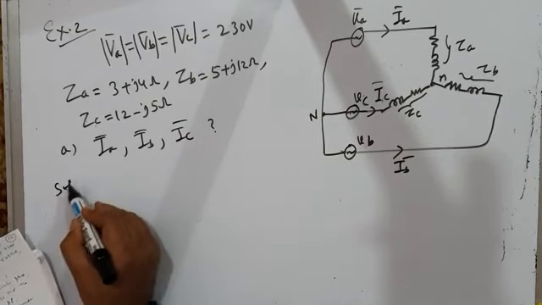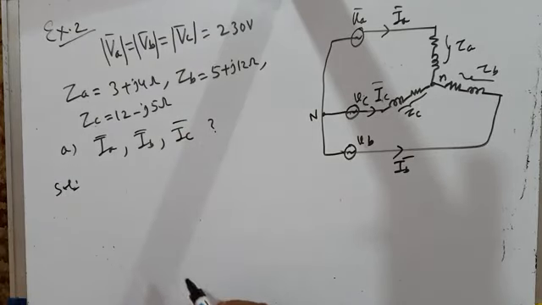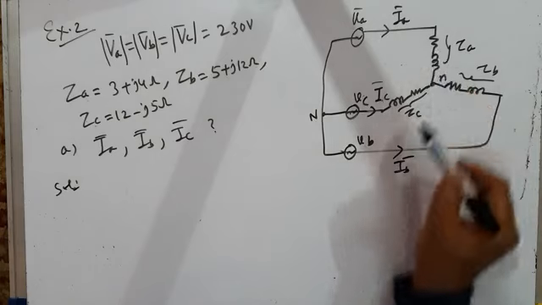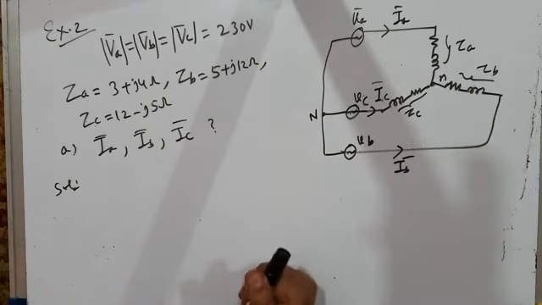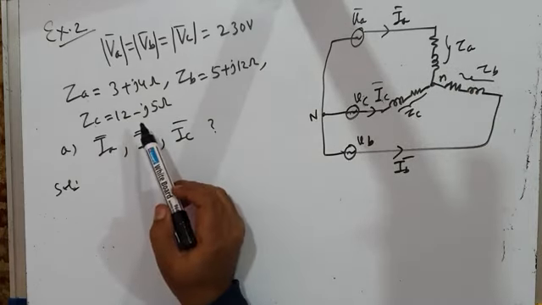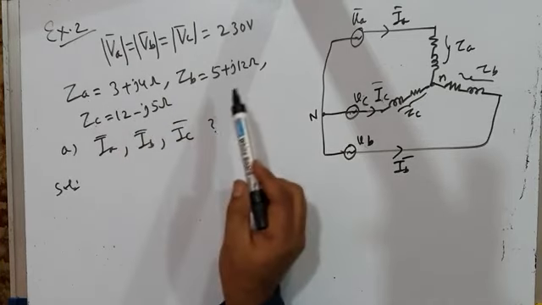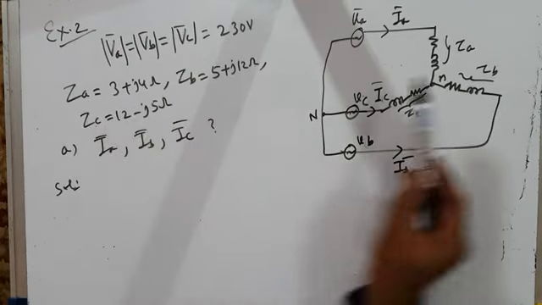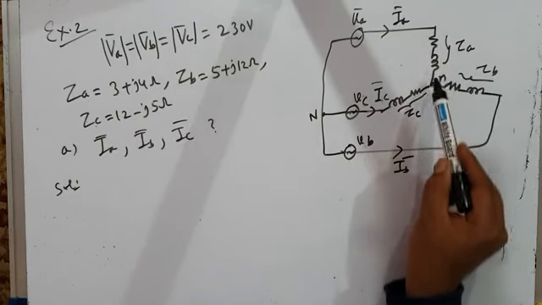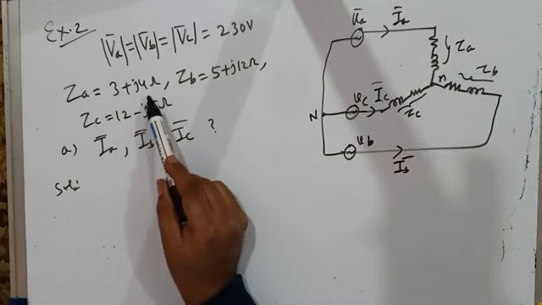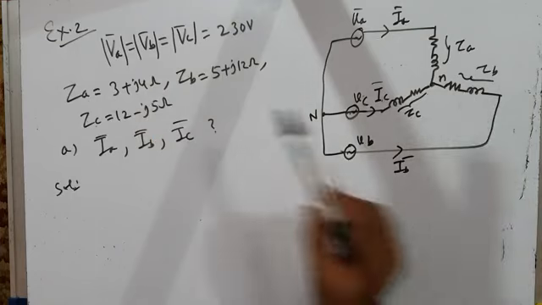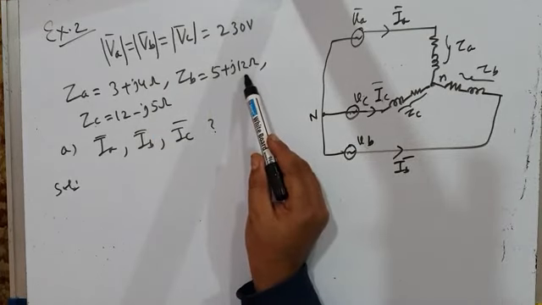Let us try to solve. Now, this is not a delta connected load. This is a star connected load, but an unbalanced load. How do you say that the load is unbalanced? Because the impedances of the three loads are not equal. They are different. The impedance of this phase of the load is 3 plus j4 ohms. The impedance of phase B of the load is different. It is 5 plus j12 ohms.